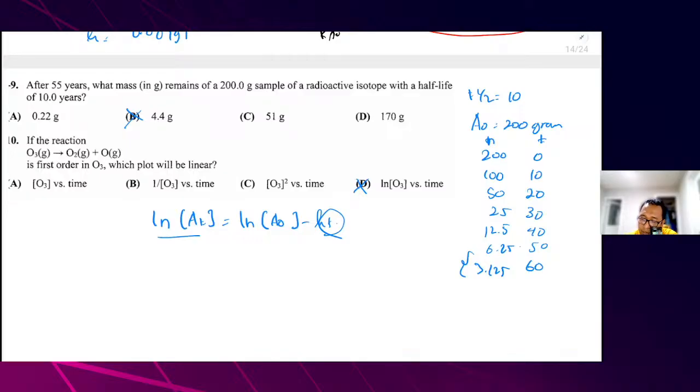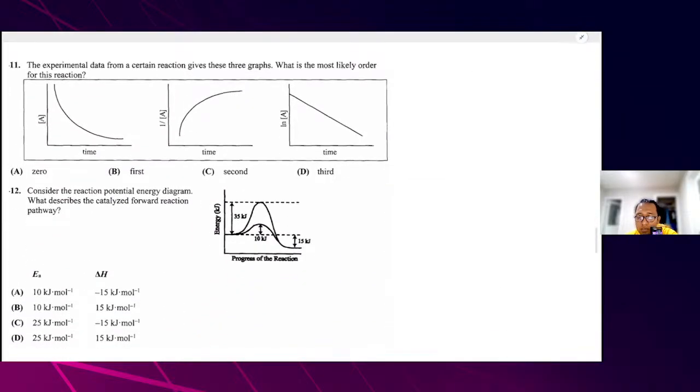Good. Now let's move on to number 11. The experimental data from a certain reaction are shown. What is the most likely order for this reaction? It's pretty simple. Which one gives us the straight line? The straight line is only this one, which is ln A. ln A indicates that it should be first order. Number 11 should be first order.